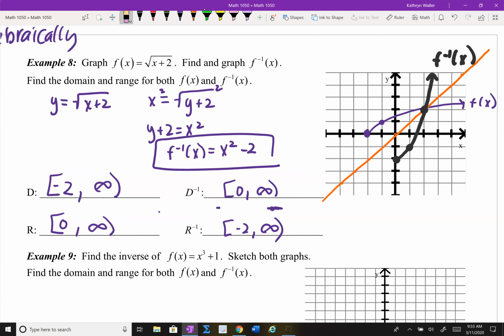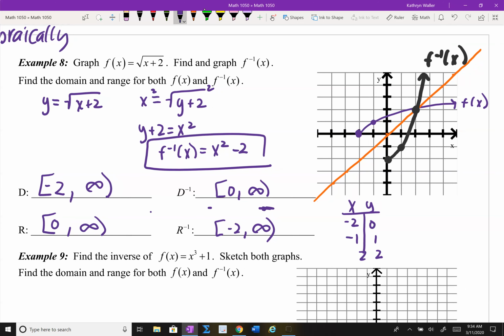Okay. I told you I was going to give you another method. This is like a plan B in case you struggle, okay? So just sit back and watch for 2 seconds. Look at your f of x. Some ordered pairs of that f of x are (-2, 0), (-1, 1), and (2, 2). That's f of x. So if I wanted to get some points for the inverse, I would just switch those. So (0, -2), (1, -1), (2, 2). (0, -2) is right there.